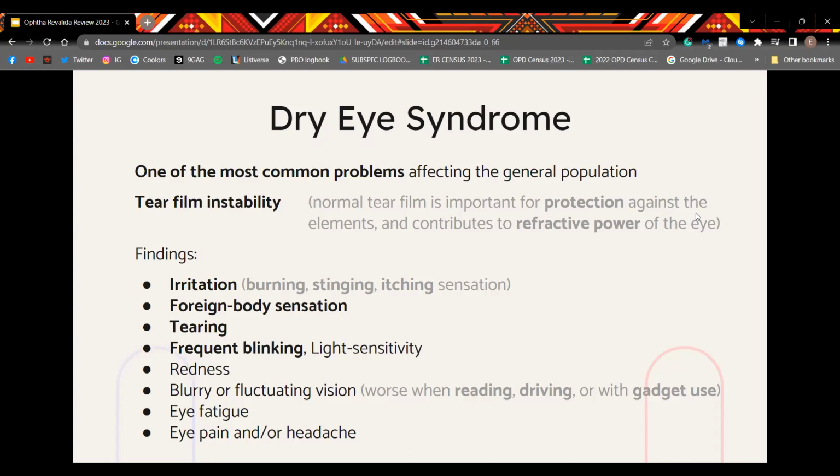It can also present as eye redness, blurring of vision, or fluctuating blurring of vision. This is described to be worse when reading, driving, or with gadget use because these are the activities wherein less yung blinking natin eh. So, less blinking, mas nagda-dry yung eyes. Could also present with eye fatigue or eye pain or eye headache.